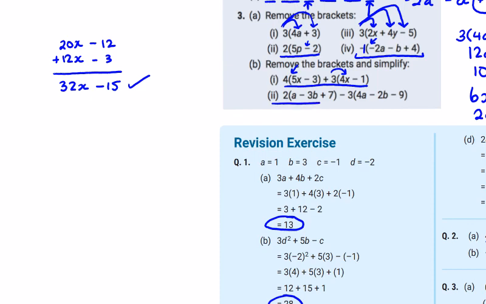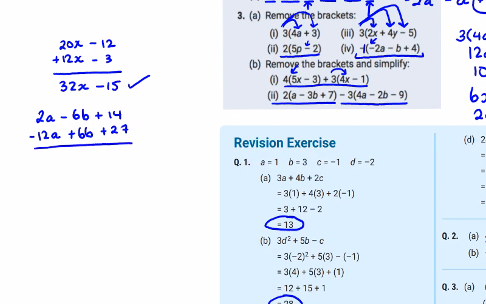Then part 2, we have just some more terms. 2 by all of these terms, so 2 by a. 2 by minus 3b is minus 6b. And 2 by plus 7 is plus 14. Then we have a minus, so it's going to change all the signs and multiply by 3 at the same time. So minus 3 by 4a is minus 12a. Minus 3 by minus 2b is plus 6b. And minus 3 by minus 9 is plus 27.